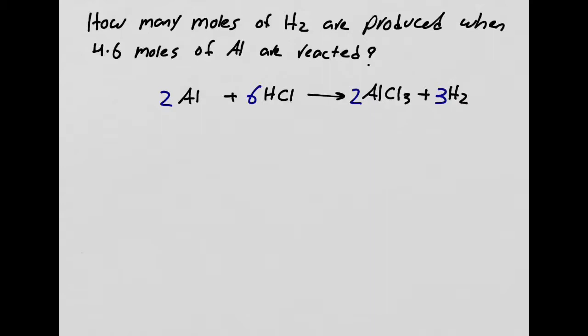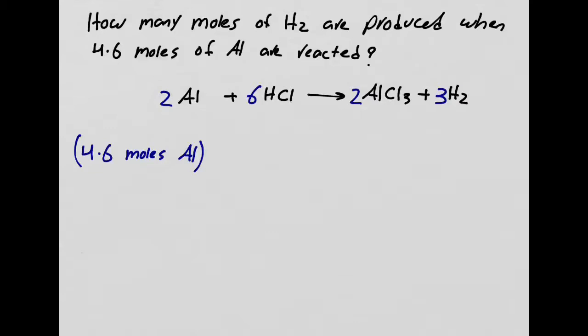Alright, so I balanced the chemical equation. That's good. I have coefficients, and I know coefficients means the mole ratios. Coefficients are the mole ratio. I said how many moles of H2 are produced when 4.6 moles of aluminum is reacted. So I have 4.6 moles of aluminum, and I want to know how many moles of H2 is produced.